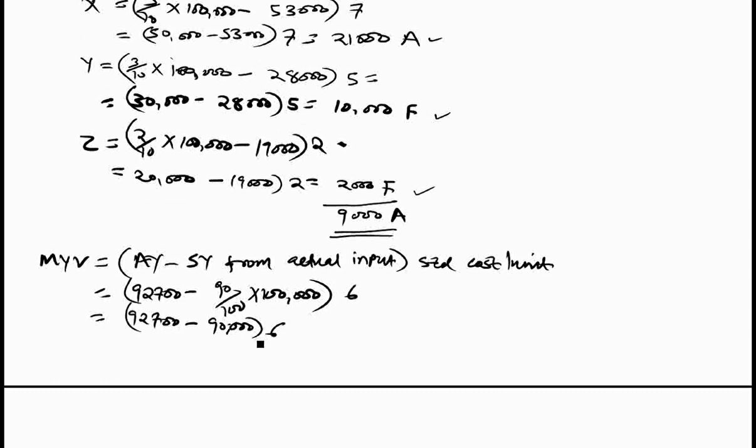That gives us how much? That gives us 16,200. The answer is positive, so we say favorable.